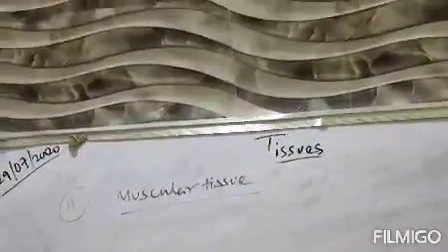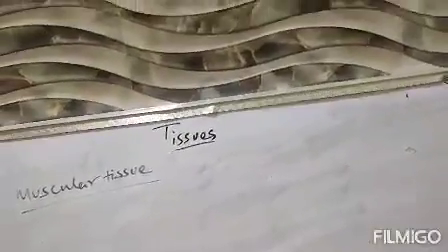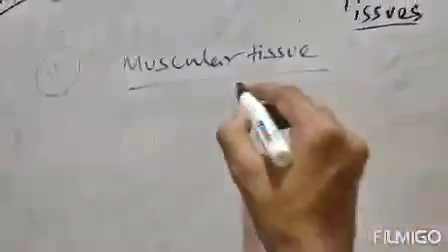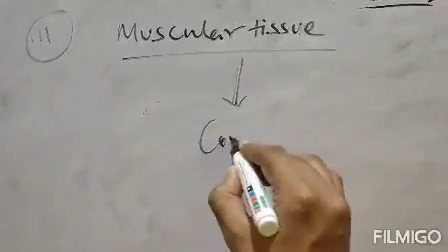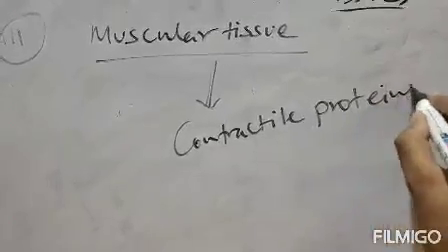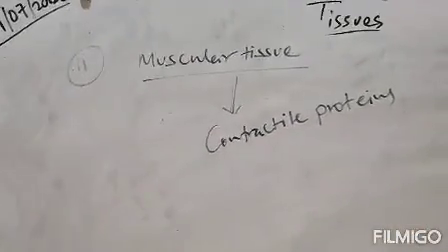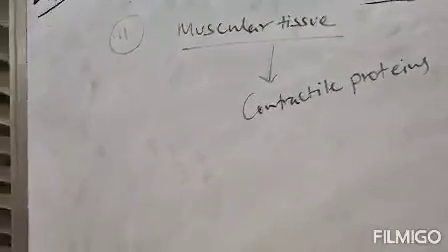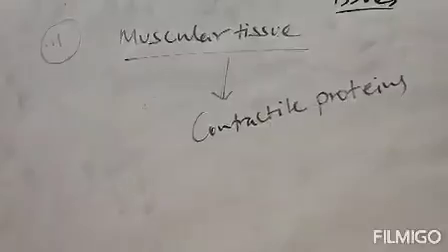And this tissue is responsible for the movement in our body, and it contains a special type of proteins which is known as contractile proteins. The presence of these contractile proteins helps the movement of muscles by contraction and relaxation.